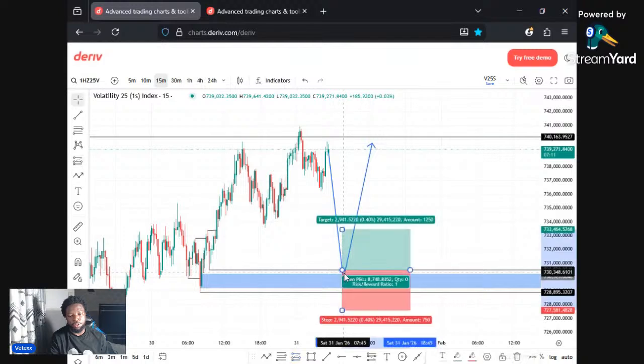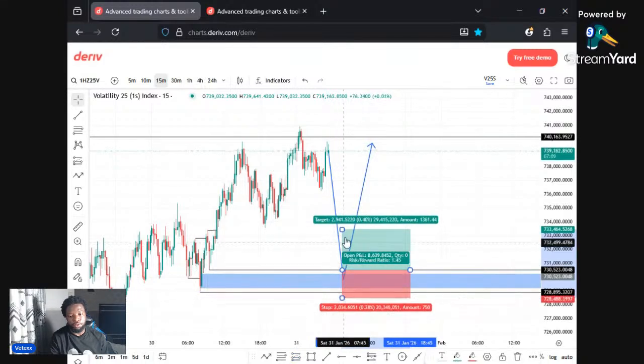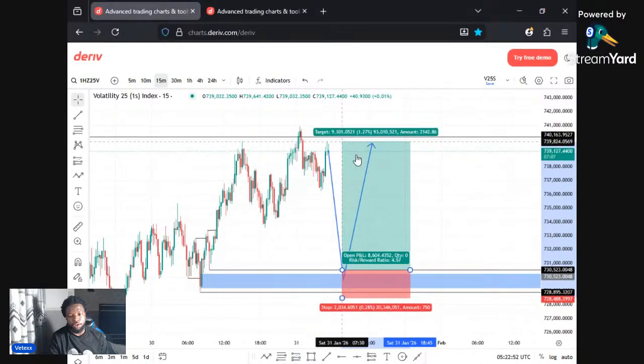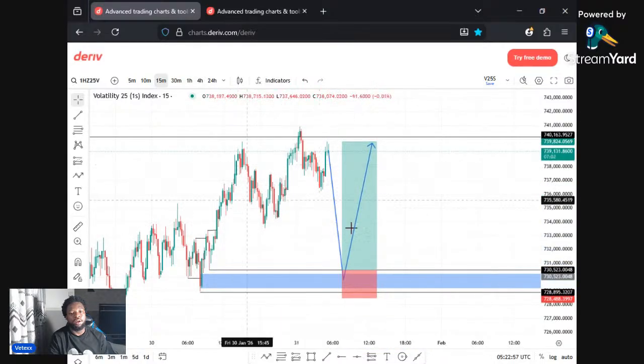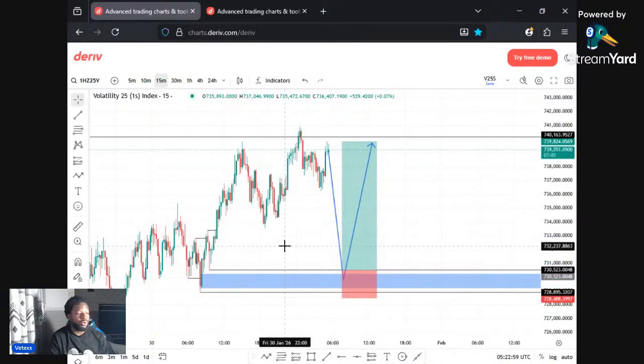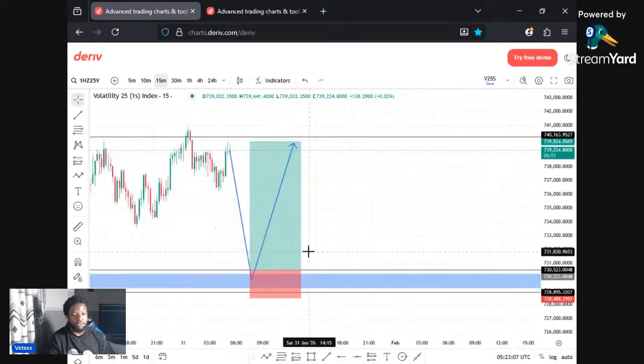You're anticipating this move on the 5th row to come into this zone and then start buying in the opposite direction. This can easily give us 1 to 8 RR, 1 to 10 RR, but don't exceed 1 to 4 RR. Okay, so that is the only risk to reward I do. So you can clearly see.